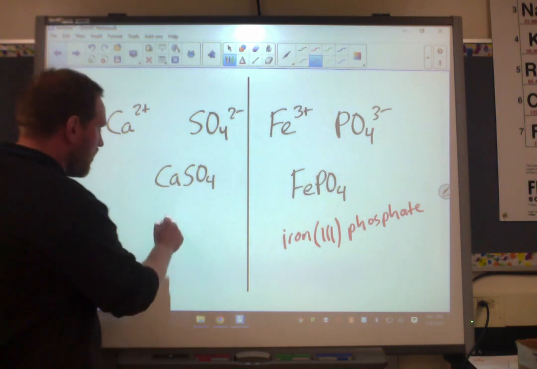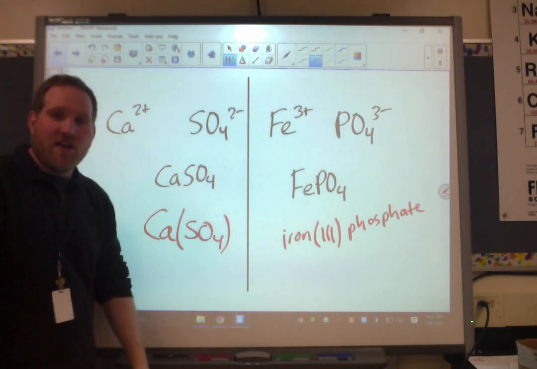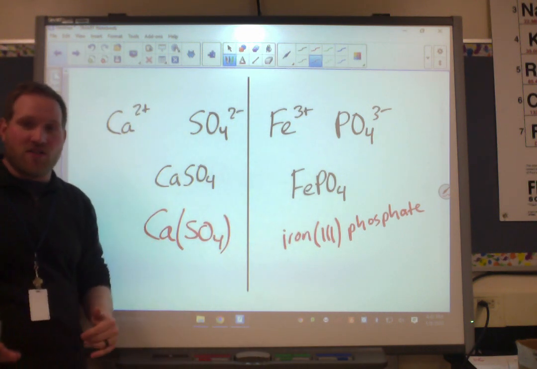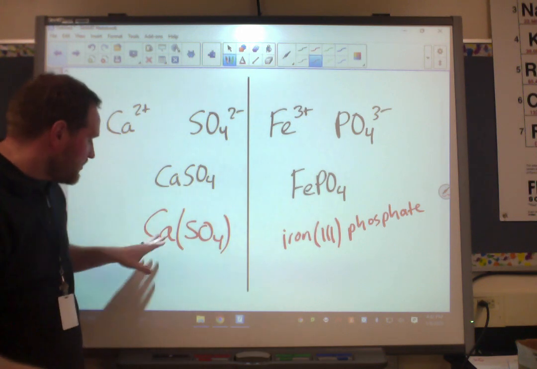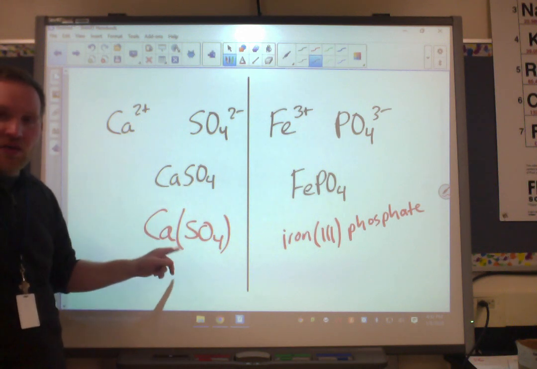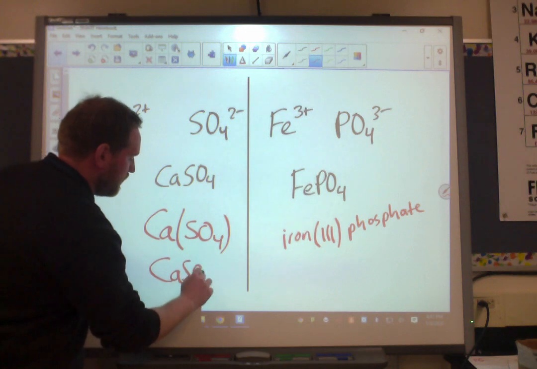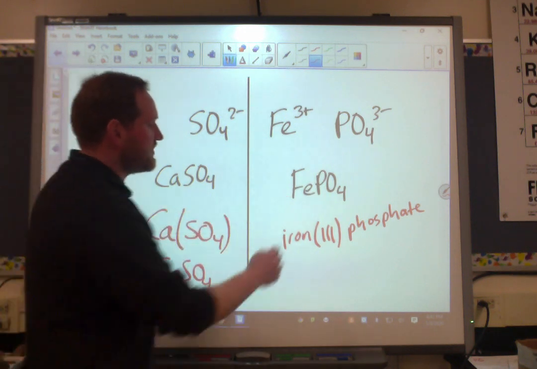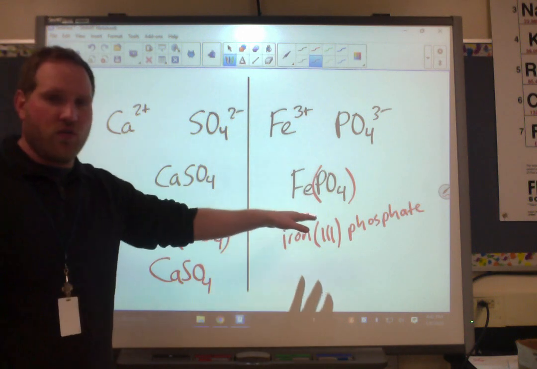In fact, you are wrong if you write this. Okay? And when it comes to naming, there are very clear right and wrongs. And don't blame me, blame the IUPAC in France, like I always say. So this is not the right way to write calcium sulfate. Because there's only 1 polyatomic ion, you don't use parentheses, you write it as CaSO4. Same thing here, you don't say FePO4 in parentheses, you just say FePO4.